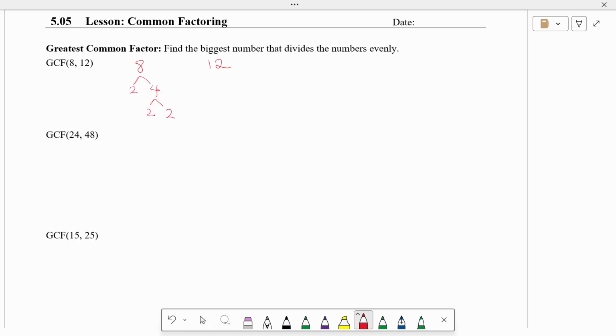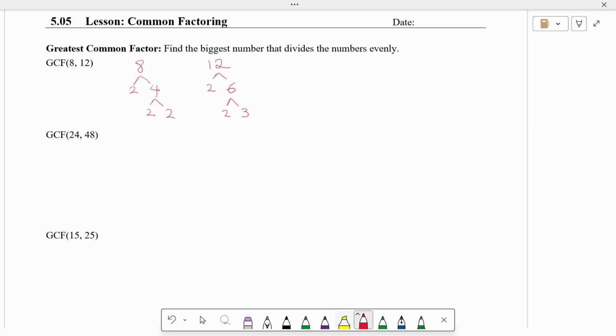Now, 12, let's break it down into its prime factors. So 12 will be what? 2 times 6. And 6 would be what? 2 times 3. So to make 12, we need to do 2 times 2 times 3. To make 8, we have to do 2 times 2 times 2.